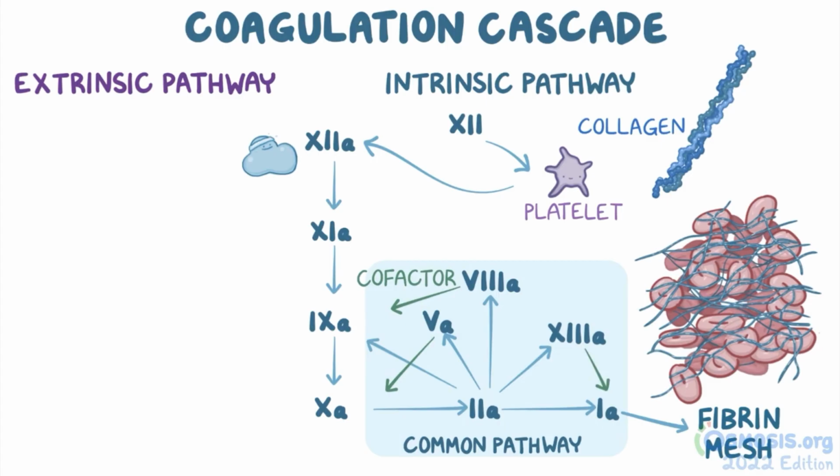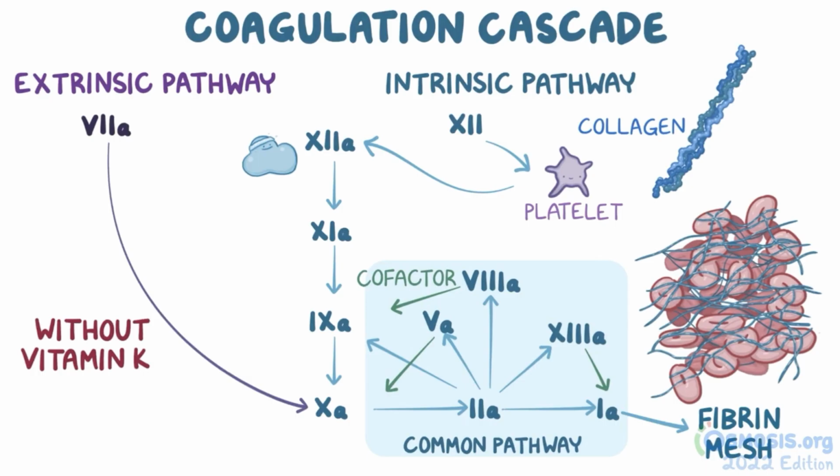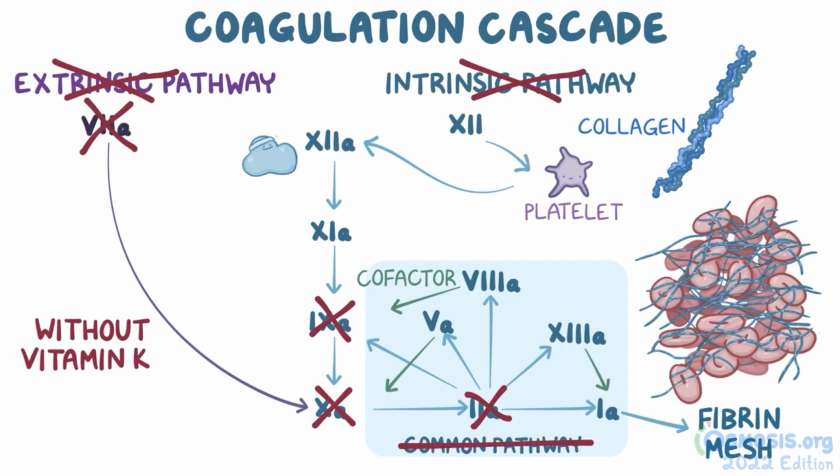In the extrinsic pathway, exposed tissue factor activates factor 7, which activates factor 10 and starts the common pathway. So, without vitamin K, the loss of factor 7 means that the extrinsic pathway won't function. And without factor 9, the intrinsic pathway won't function. And without factor 10 and 2, the common pathway won't function.